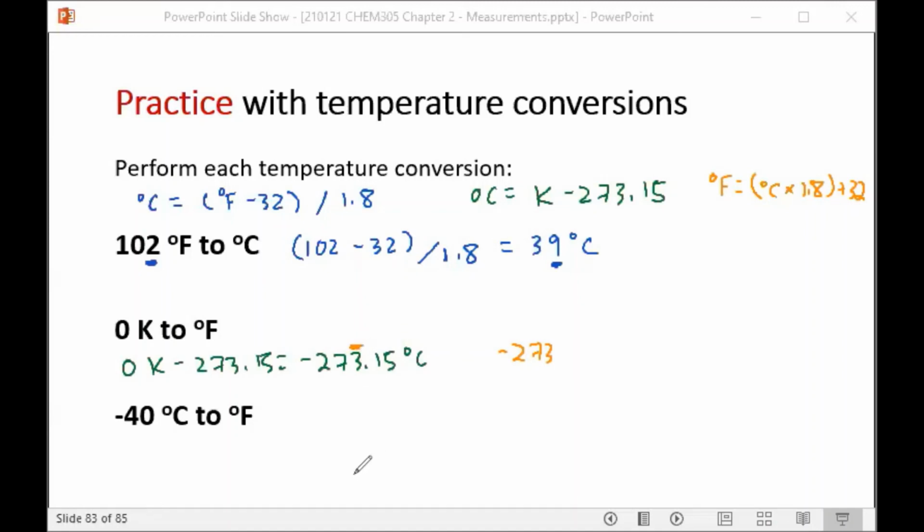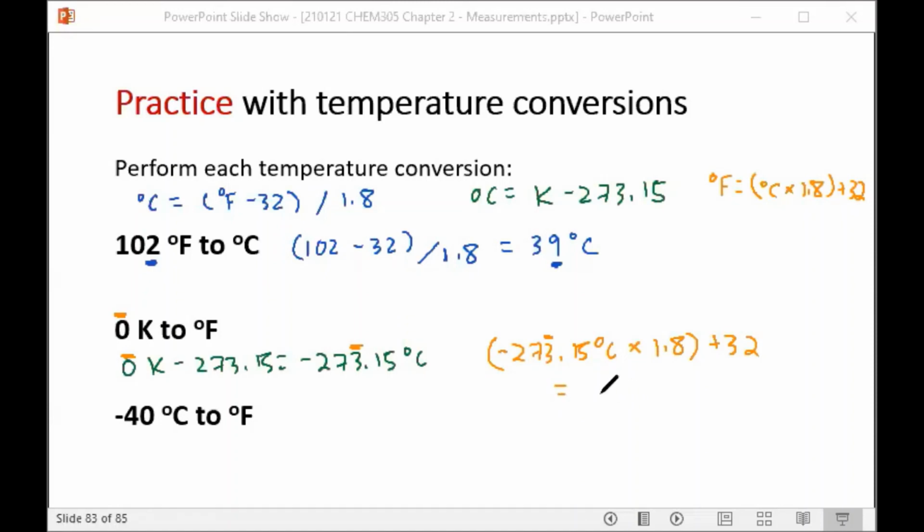Let's keep track of our sig figs here. A really important step in this problem. So we had 0 degrees Kelvin, which ended in the ones place. There was no decimal point. There were no digits past the decimal point. So that means this 273.15 has to end in the ones place. So we're going to keep track of that. Negative 273.15 degrees Celsius times 1.8 plus 32.